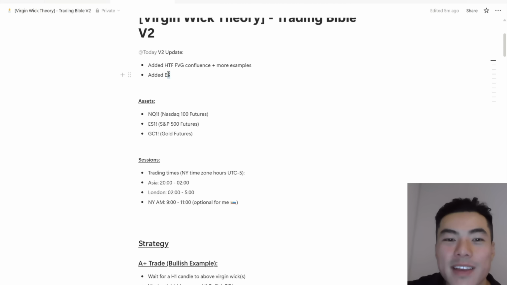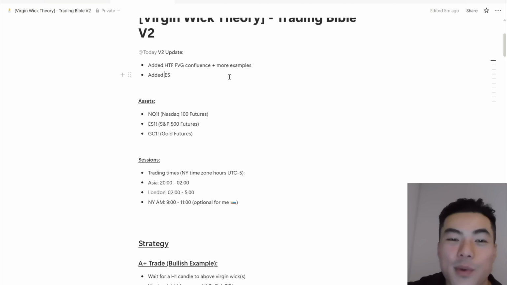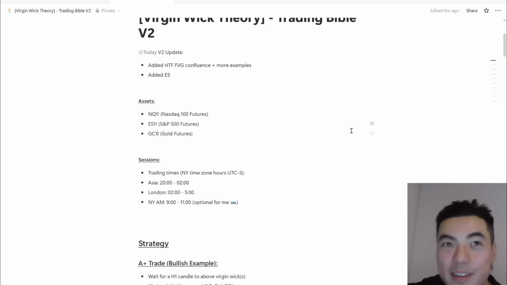And I've also added ES just because, like I said before, when you're adding more confluences, you will have fewer trades. But with adding an extra asset, you might get a couple more trades throughout the week, because sometimes trades might not show up on NQ, but then they might show up on ES. You can also probably add silver because it's correlated with gold, the same way that NQ and ES are correlated.